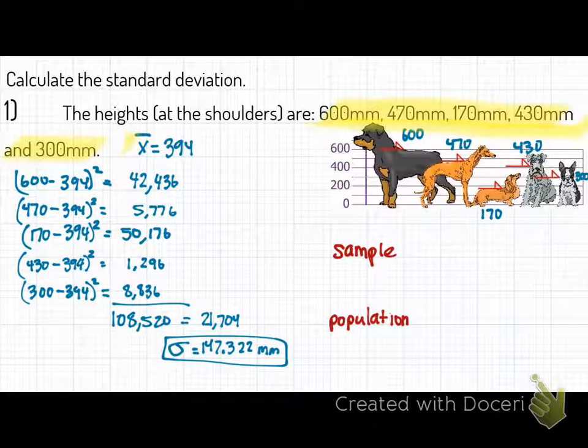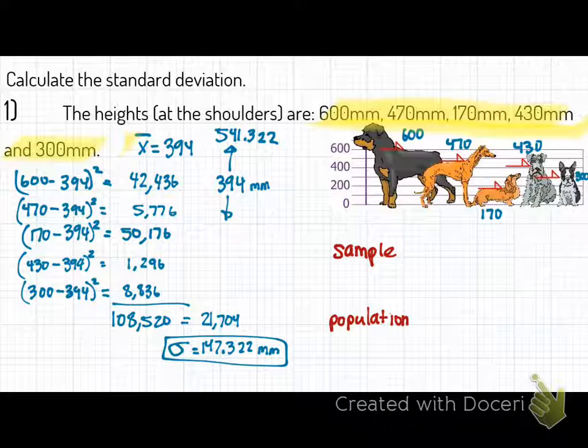So what this does, it says the middle dog is 394, and if I add our standard deviation, it's 394 plus our standard deviation, we would get 541.322. And if I take 394 and subtract the standard deviation, I would get 246.678, okay? And this gives us a range of what normal is, okay?